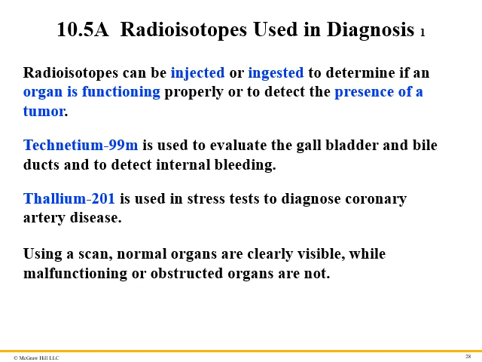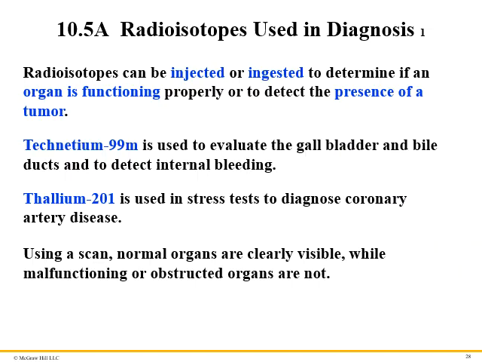For diagnosis, we actually use radioisotopes. In medicine, we use them a lot because there are a lot of properties that we can take advantage of for imaging, for cancer treatment, etc. So radioisotopes can be injected or ingested to determine if an organ is functioning properly or to detect the presence of a tumor. Technetium-99m is used to evaluate the gallbladder and bile ducts and to detect internal bleeding. Thallium-201 is used in stress tests to diagnose coronary artery disease. Using a scan, normal organs are clearly visible while malfunctioning or obstructed organs are not. So these are imaging techniques.